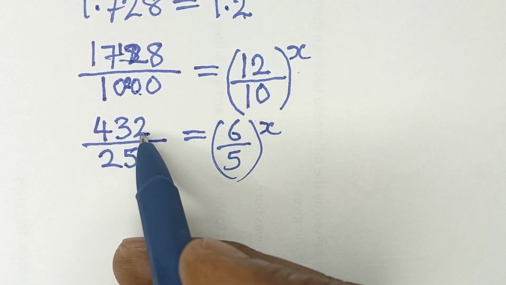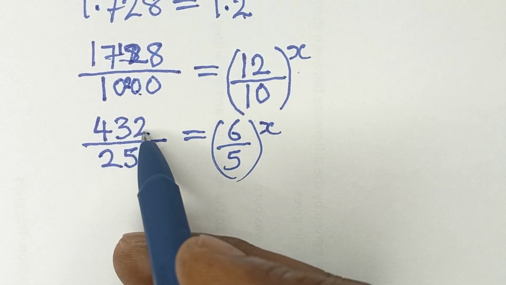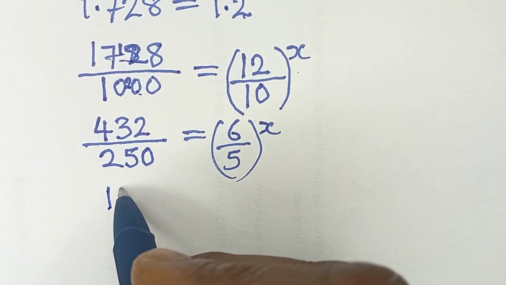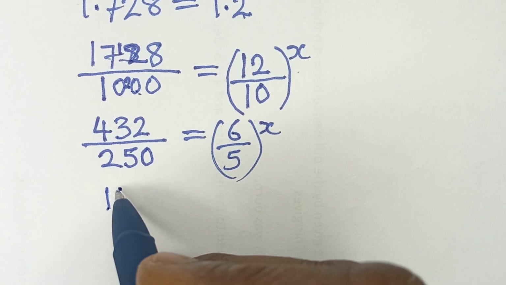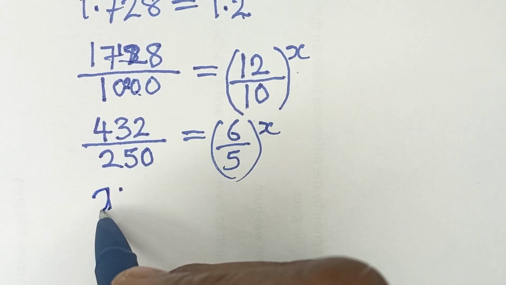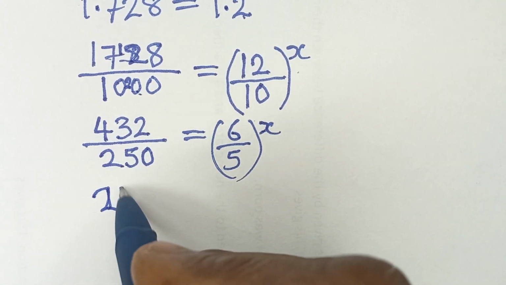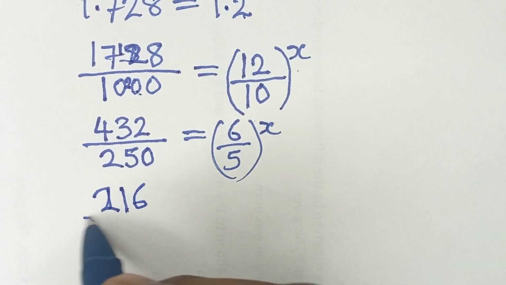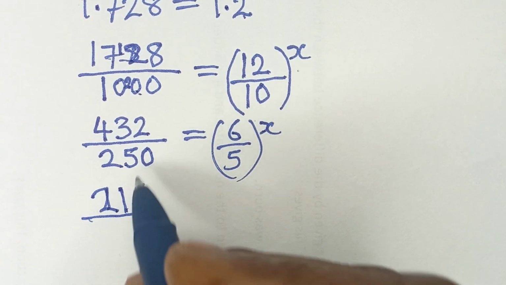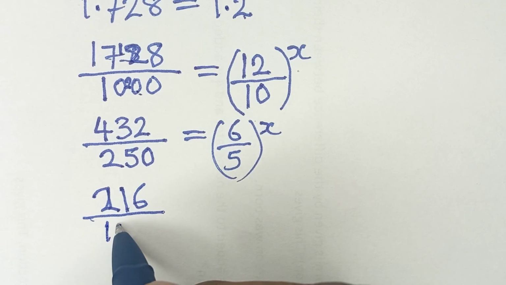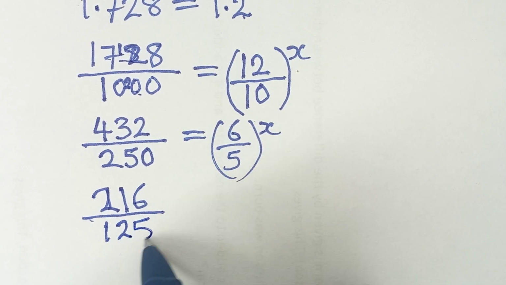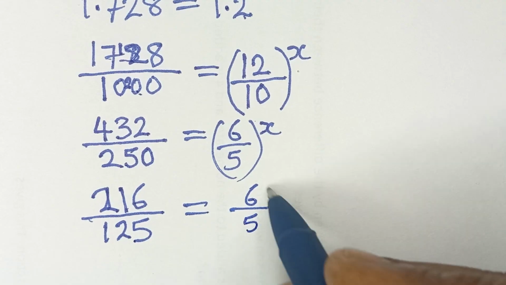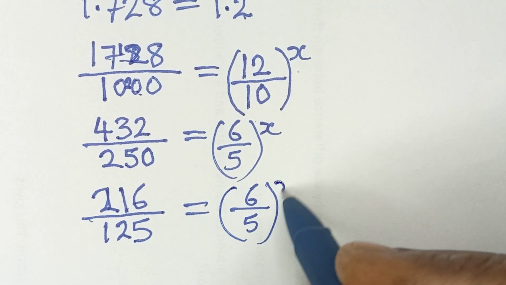So 432 divided by 2 will give us 216. Then all divided by 250 divided by 2 is going to give us 125, and everything becomes 216 over 125, all raised to the power x.